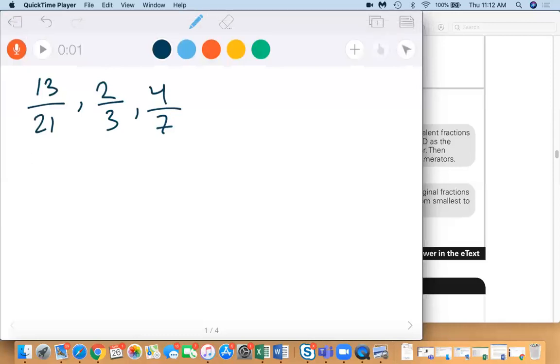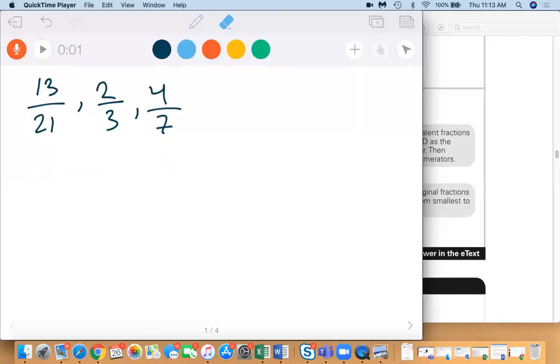It is 21. The reason for that is these are multiples of 21. So since these are both multiples of 21, we know that 21 is going to be our lowest common denominator. Same thing if we were just looking at these two, since 3 is a multiple of 21. Or if we were just looking at these two, because it's a multiple.